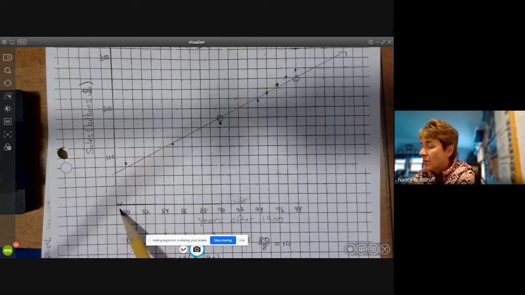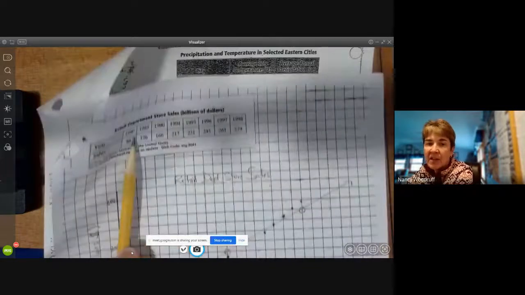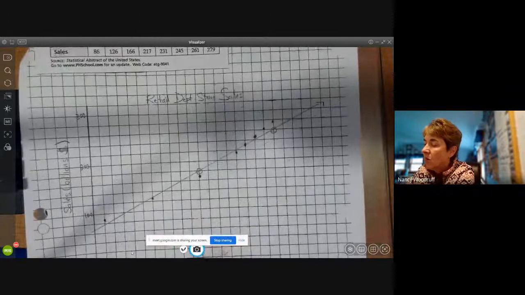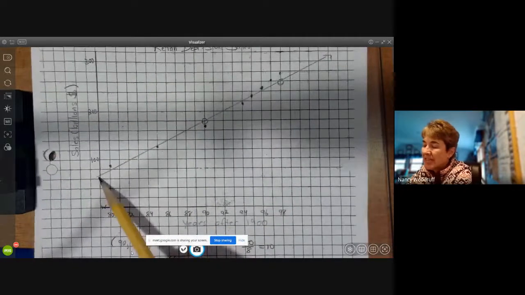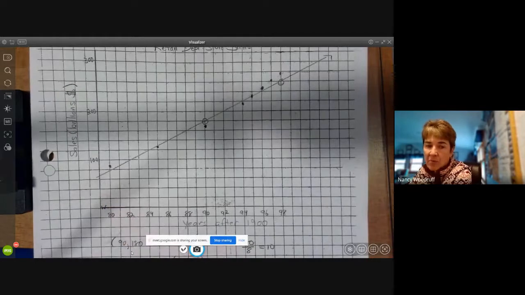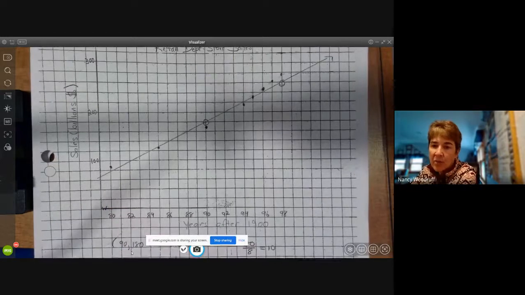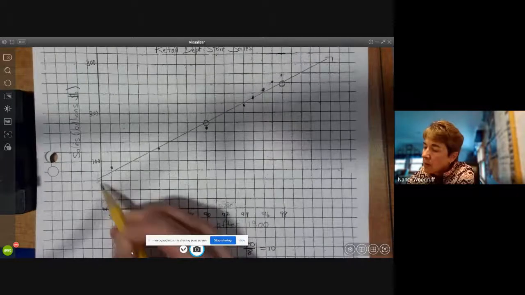But I do have a break in the graph because there's no sense in starting at 1900. All my points would be way over to the right. So there is a break in the graph, which means this is not the y-intercept since there's a break in the x. So I am going to have to use point slope form. I'm going to put that there as well.